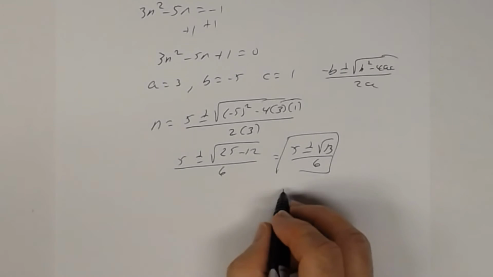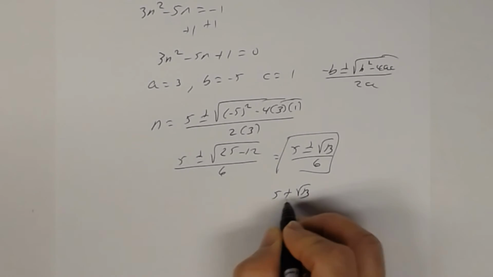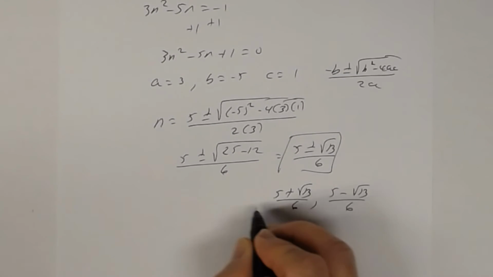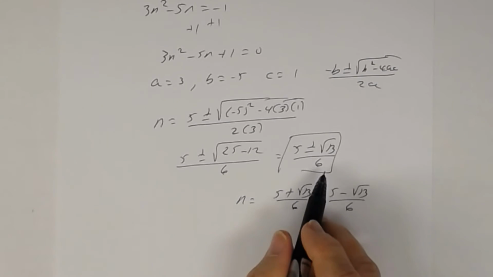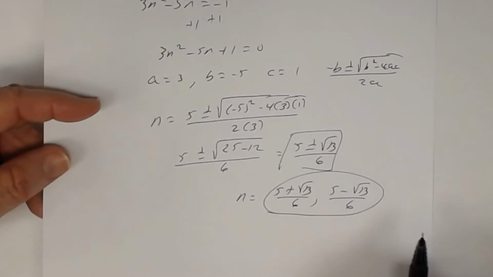So you can say that, or you can write them separately. You could say 5 plus the square root of 13 divided by 6, comma, 5 minus the square root of 13 divided by 6. All right, so those are your two solutions, either this way or that way. So that's number 5. Okay, let's look at number 6.